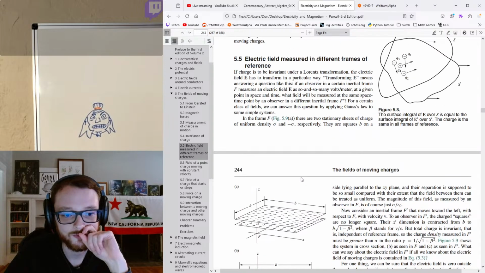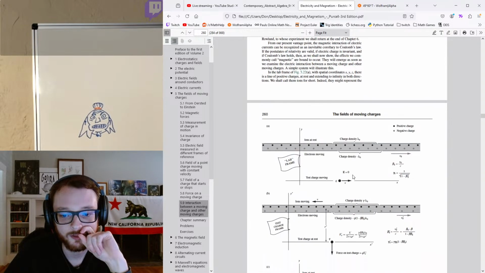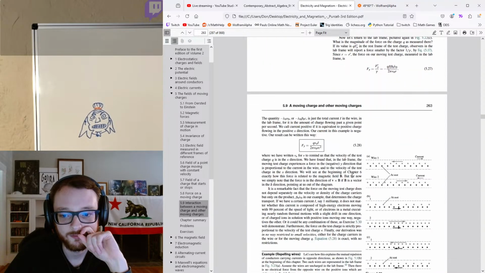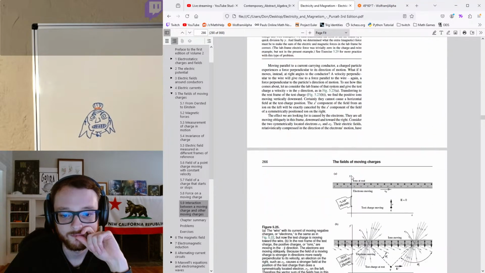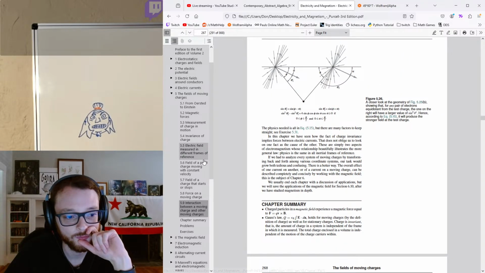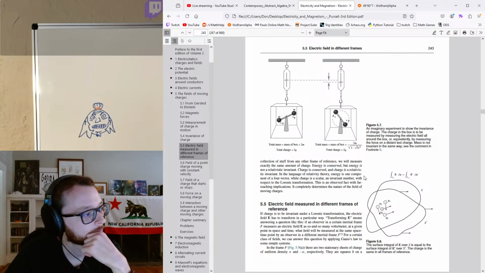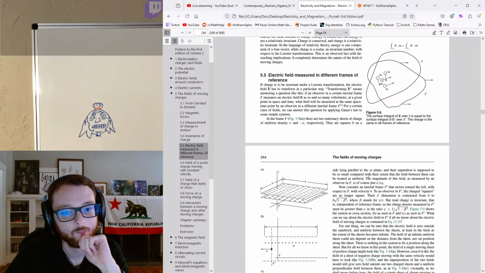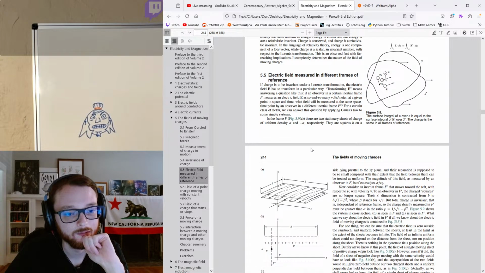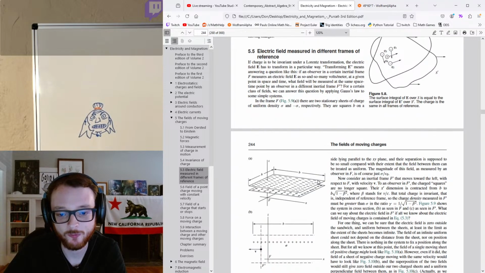How long is this chapter? 5.5 starts on 243. Oh, okay. Oh god, 5.9 goes on like 20 or 30 pages. More like 20. Did I do my math wrong? I thought this was less than 30 in total. Oh well. I said it was a short chapter in terms of reading. It might not actually be that short.